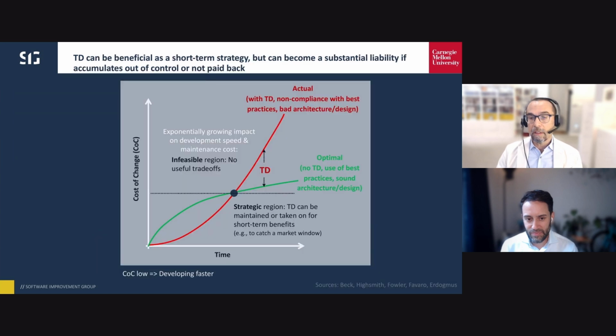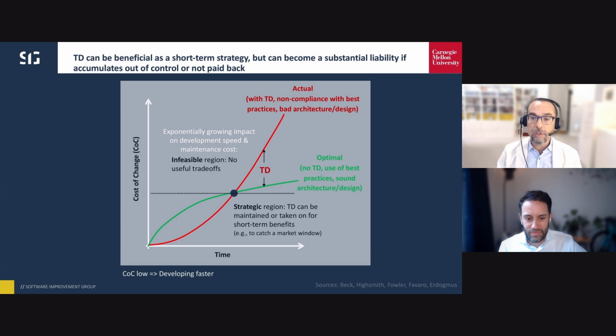So how does the dynamic actually play out? We can represent this by this chart. In this chart, the x-axis represents time. As time evolves, we have new features added to the system. The system evolves and usually gets bigger over time. And the y-axis represents a concept known in software development as cost of change. Cost of change is basically the cost of adding new features and maintaining the system as it evolves.